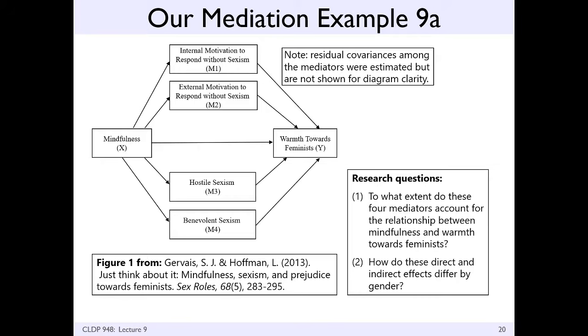So this is a social psych type of data set where we have scales. So we're adding stuff up to form composites and all of these things. Mindfulness, and then 4 mediators here for various forms of sexism or motivation to avoid it. And then this is a thermometer rating as to how warm people feel towards feminists. And the idea is that the extent to which mindfulness relates to this outcome should go through these 4 mediators.